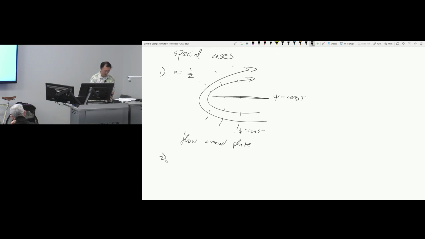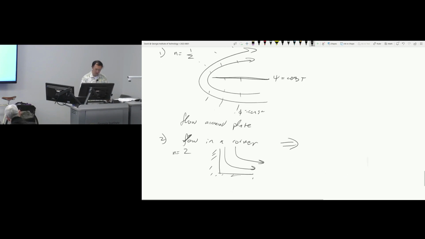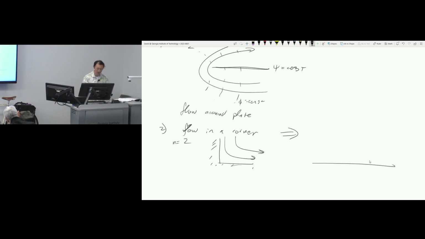Let's just go down here. You can have flow in a corner. For example, you have n equals 2. If I have a 90-degree corner, it's going to look like what I had before, except it's going to go like this. Okay. And this is, so lines of symmetry. We also use a lot of lines of symmetry. For example, flow in a 90-degree corner. So this is 90 degrees. This is also the same thing as modeling what's called stagnation point flow.